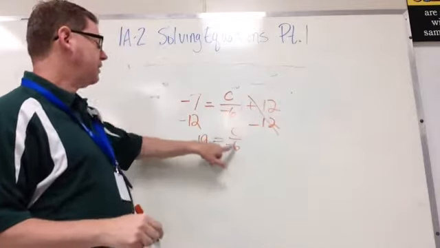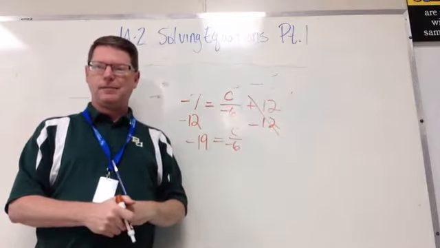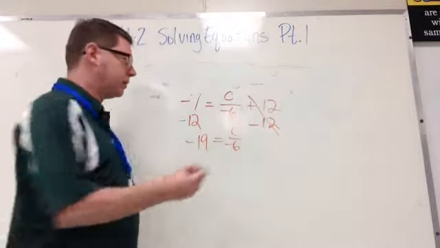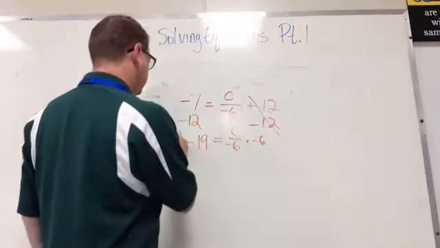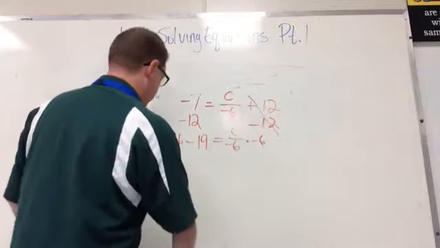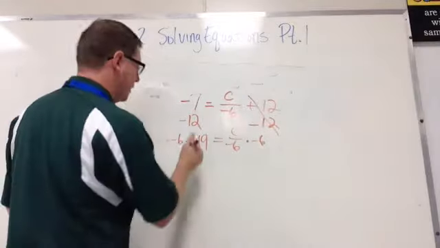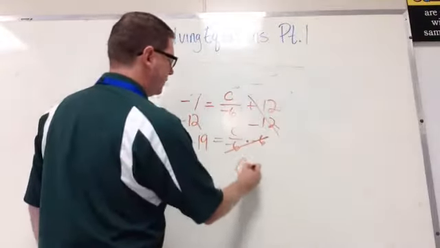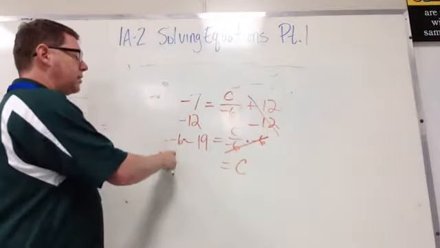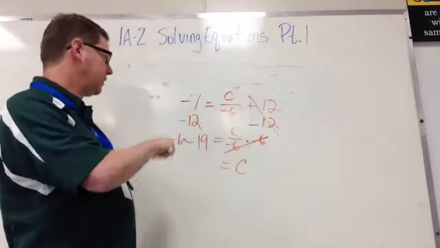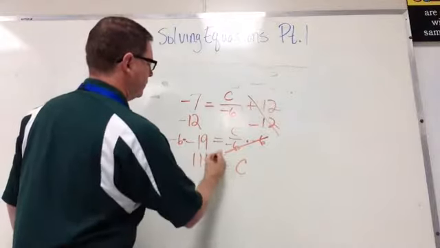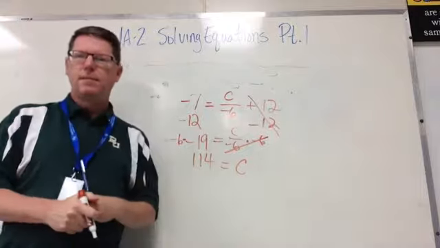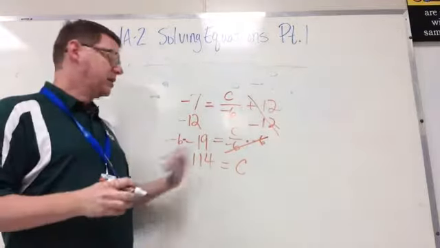Okay, so I've got negative 19 equals c over negative 6. So now, what do I do to both sides to get c by itself? Right, multiply by negative 6. Negative 6 times negative 19. So on this side, the negative 6's cancel out, and I'm left with c. And then negative 19 times negative 6, I've got to do that in my head. 114. I think that's right. And it's positive because negative times negative. Could be wrong, but I think it's right. So c in this case is 114.